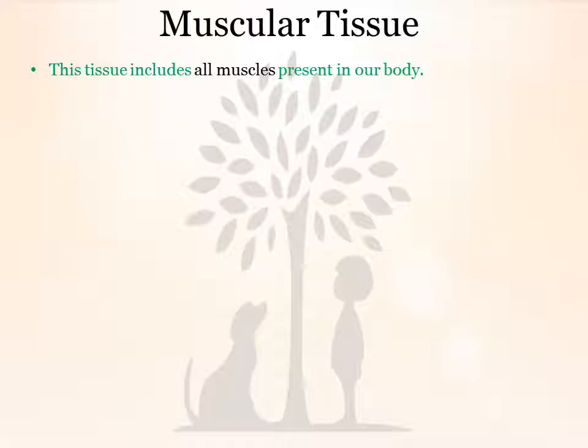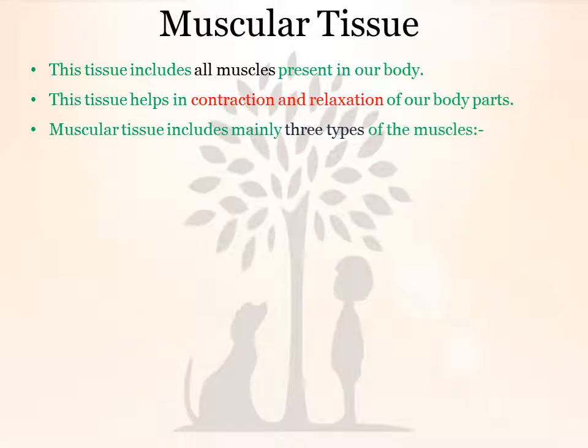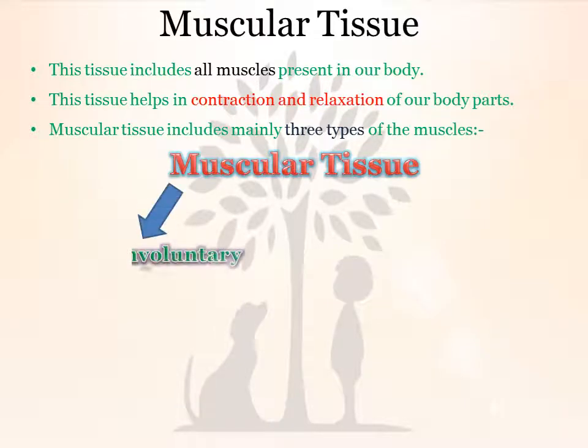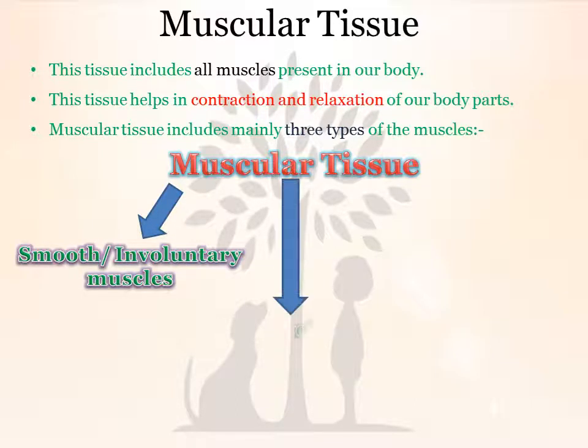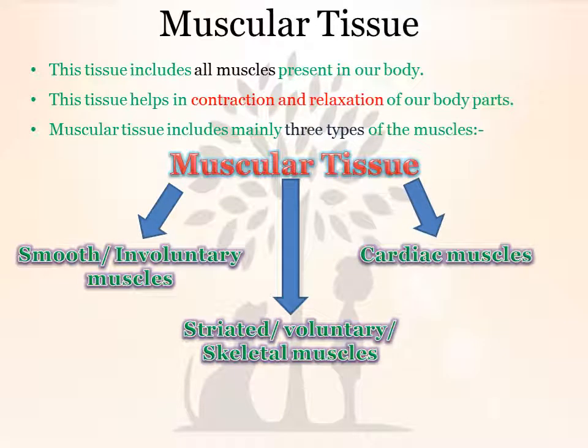This tissue includes all muscles present in our body. This tissue helps in contraction and relaxation of our body parts. Muscular tissue includes mainly three types of muscles, that is, muscular tissue is divided into three categories. The first is smooth or involuntary muscles. The second is striated or voluntary, or you can say skeletal muscles. And the third is cardiac muscles.